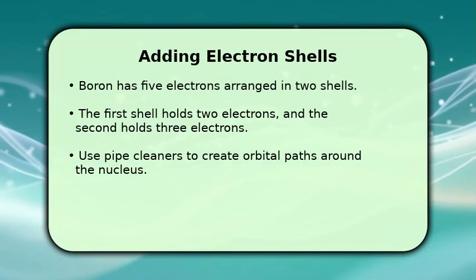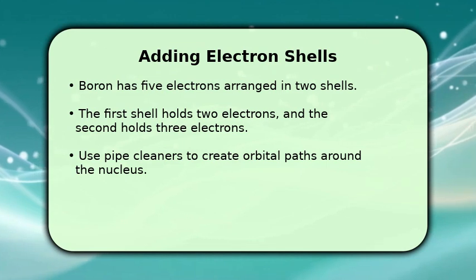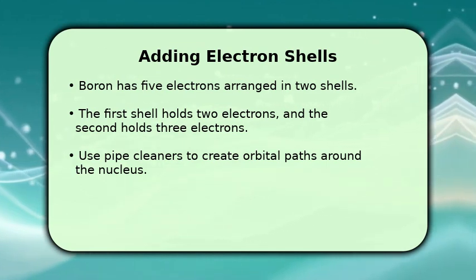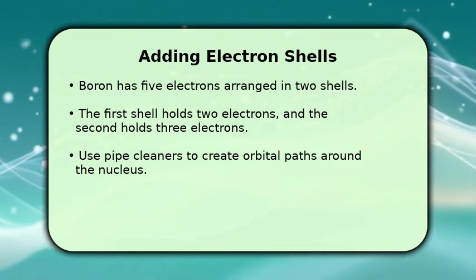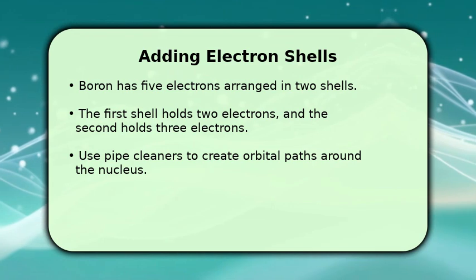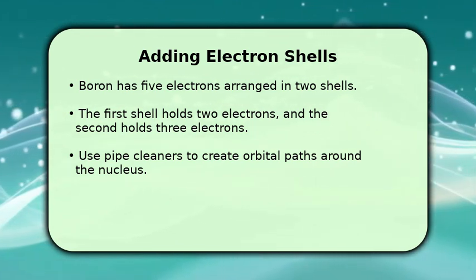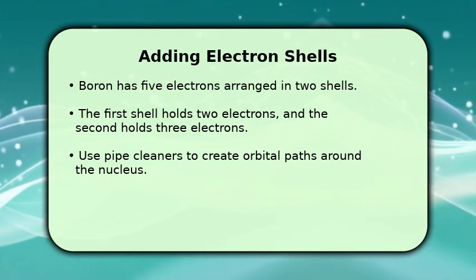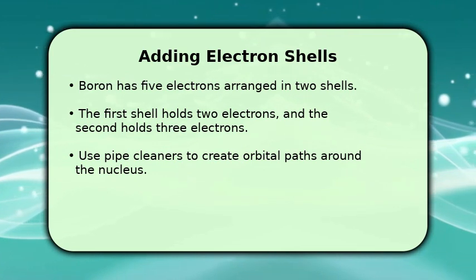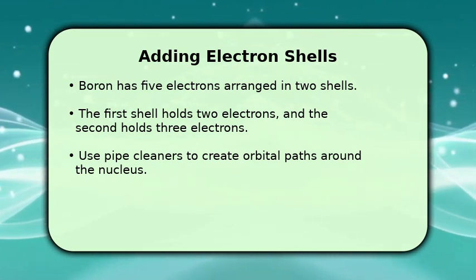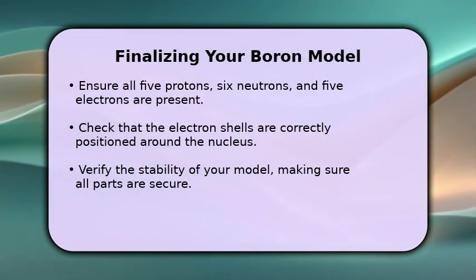With the nucleus complete, it's time to add the electrons. Boron has 5 electrons, arranged in 2 distinct shells. The first, innermost shell will hold 2 electrons, while the second, outer shell accommodates the remaining 3. Use pipe cleaners to create circular paths around your nucleus, representing these orbital shells. Then, attach small, perhaps green, foam balls to the pipe cleaners to signify each electron, placing them correctly in their respective energy levels. Congratulations, your boron atom model is nearly complete.